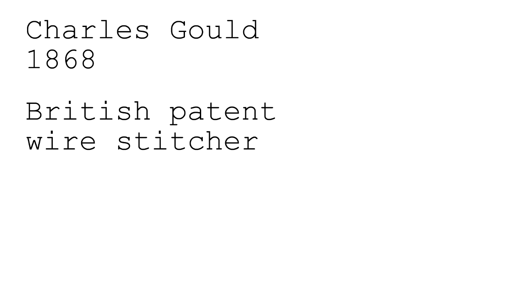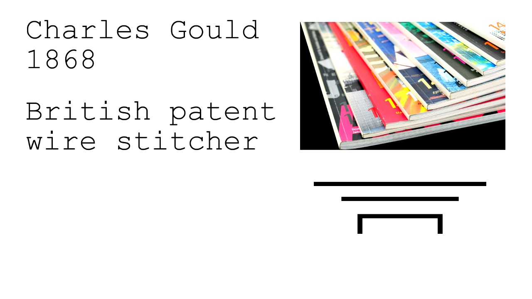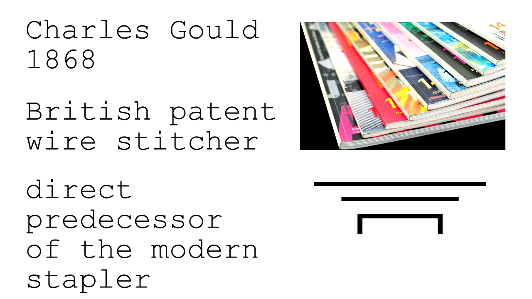In 1868, Charles Gould received a British patent for a wire stitcher which could be easily used to bind magazines. Gould's invention used an uncut wire with pointed ends that are forced through the paper and folded down. This was a direct predecessor of the modern stapler.